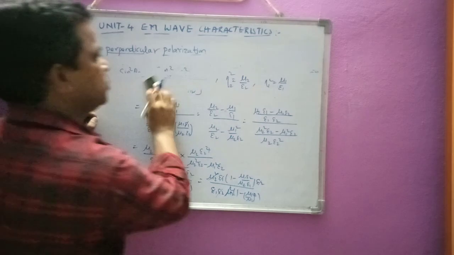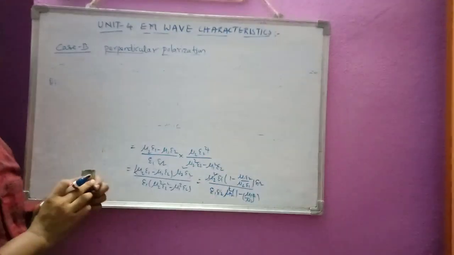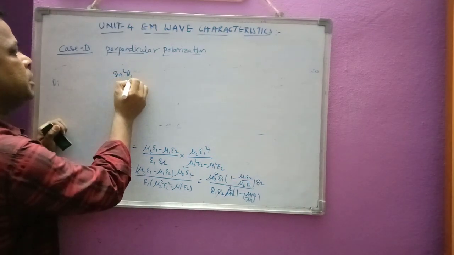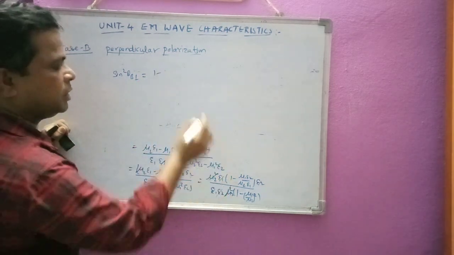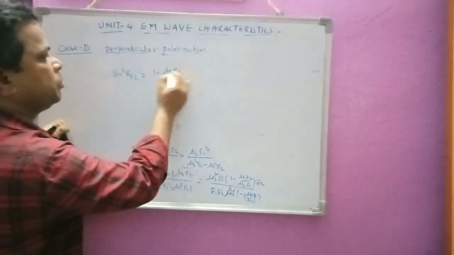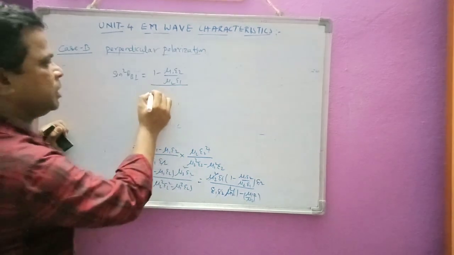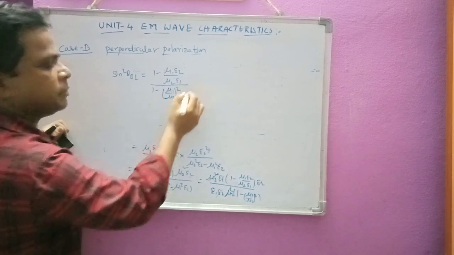Now after doing these calculations, I can write this equation in terms of sin square theta b perpendicular is equal to 1 minus mu 1 epsilon 2 by mu 2 epsilon 1, by 1 minus (mu 1 by mu 2) whole square.